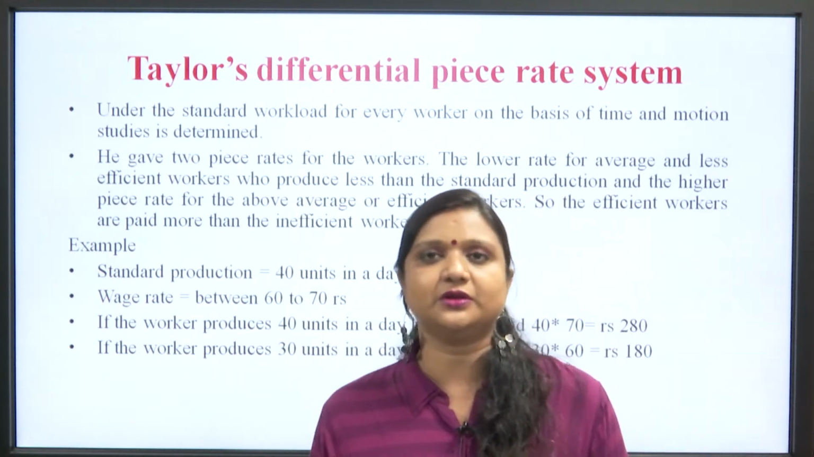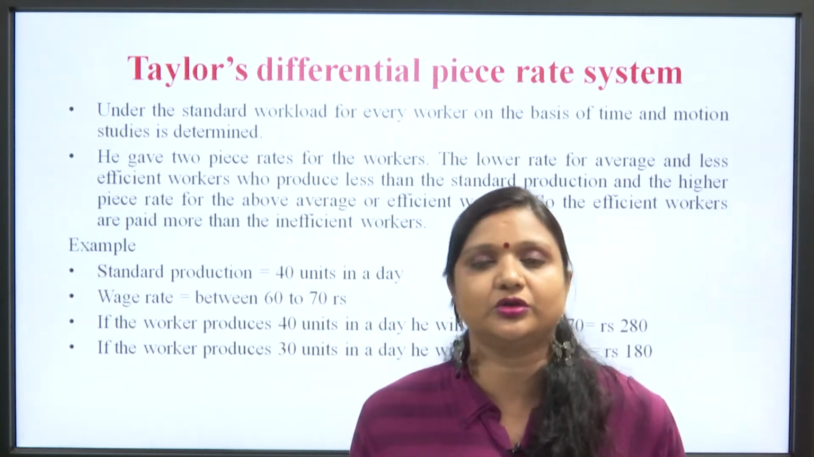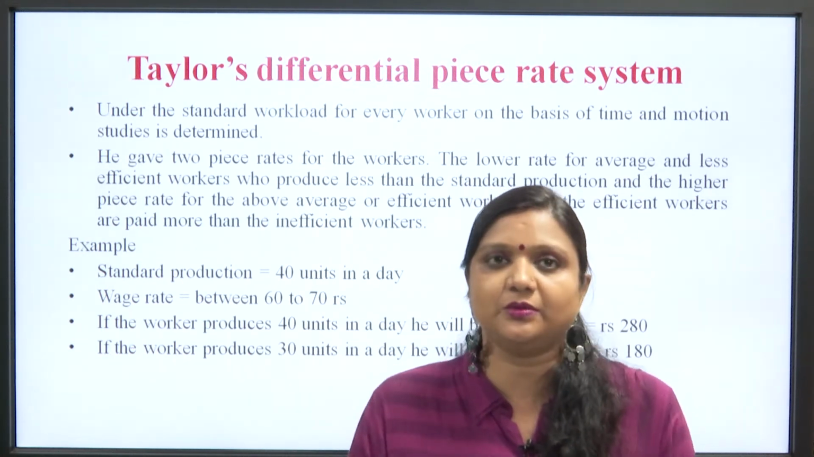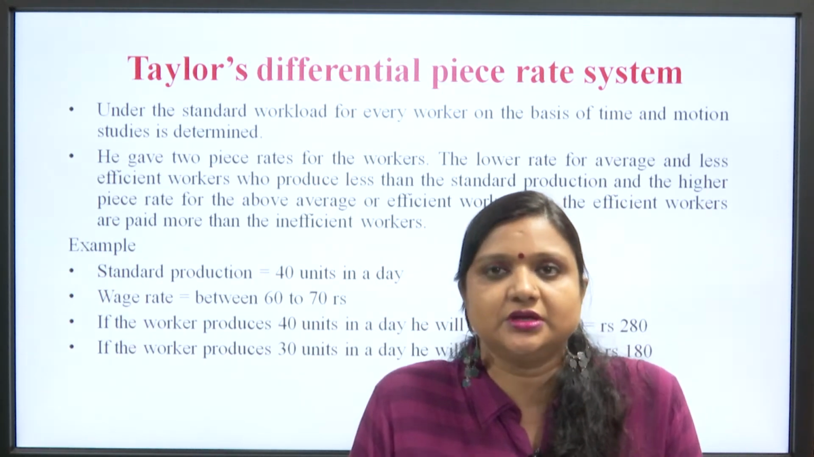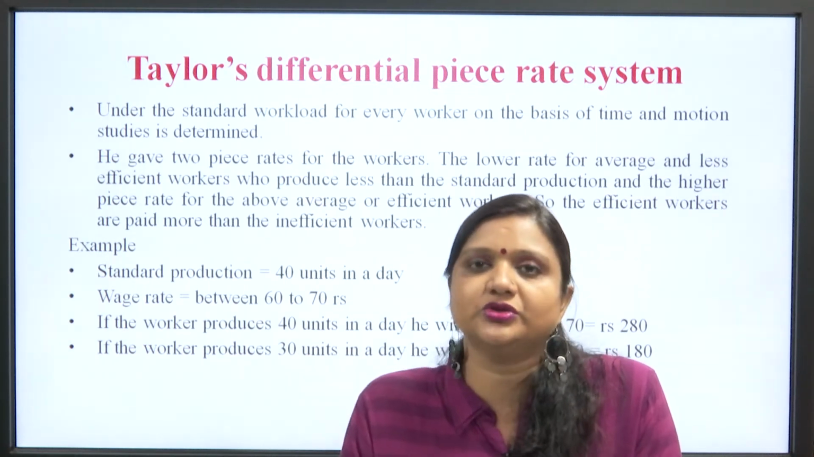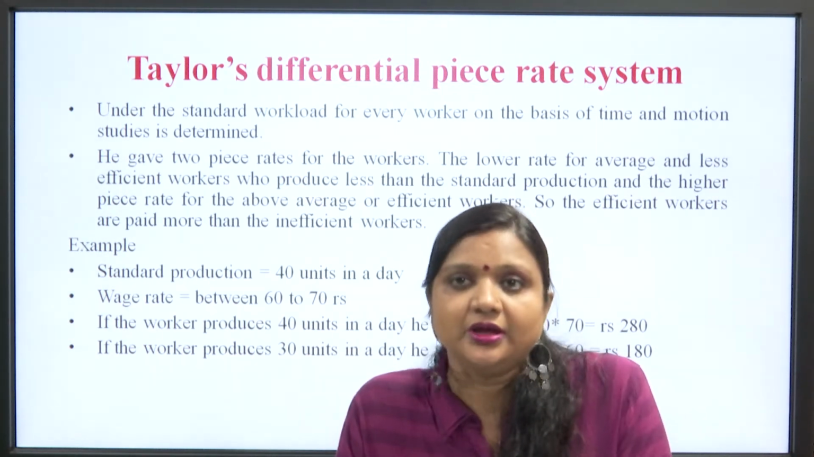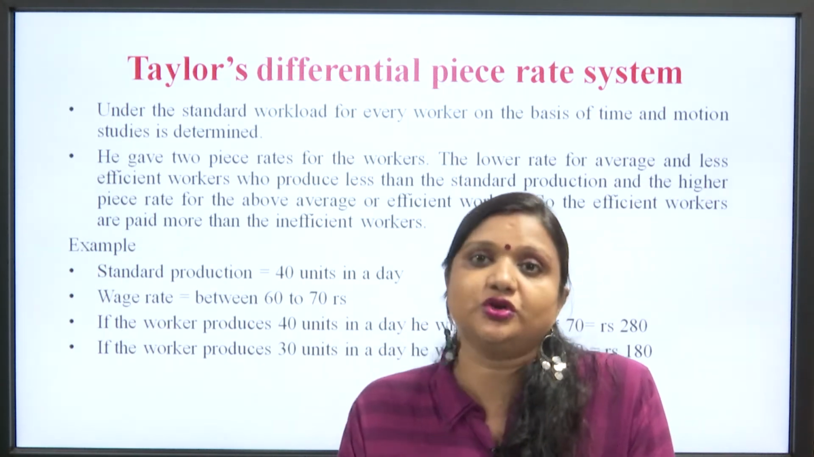Taylor's differential piece rate system sets a standard workload for every worker on the basis of time and motion studies. He gave 2 piece rates for the workers: the lower rate for the average and less efficient worker who produces less than standard production, and the higher piece rate for above average or efficient workers.